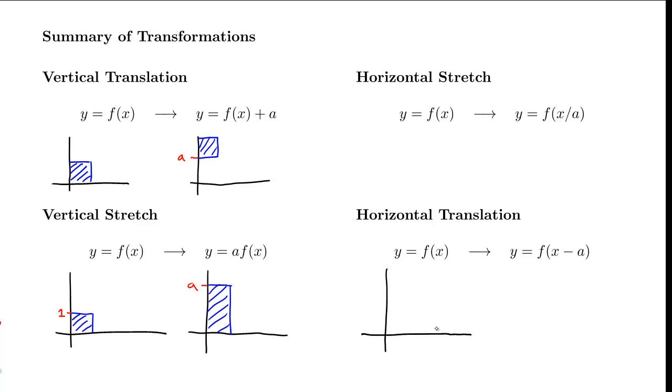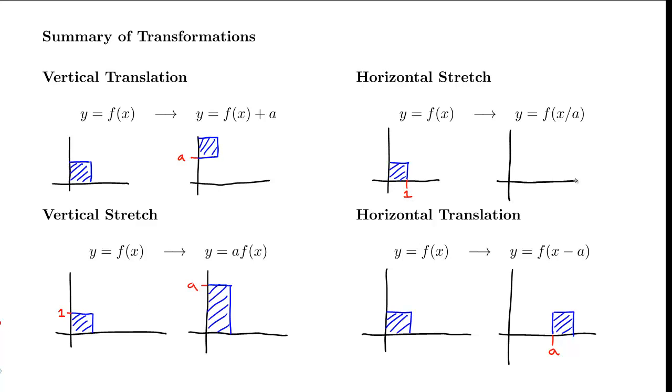To translate a graph horizontally, to the right by a units, we subtract a from the function's argument x. So we substitute x minus a into the original function. Finally, to stretch a graph horizontally by a factor of a, we plug x divided by a into the function. When you come across a formula for various functions, these rules should help you visualize where the graph is placed in the xy plane and the scale which it takes.